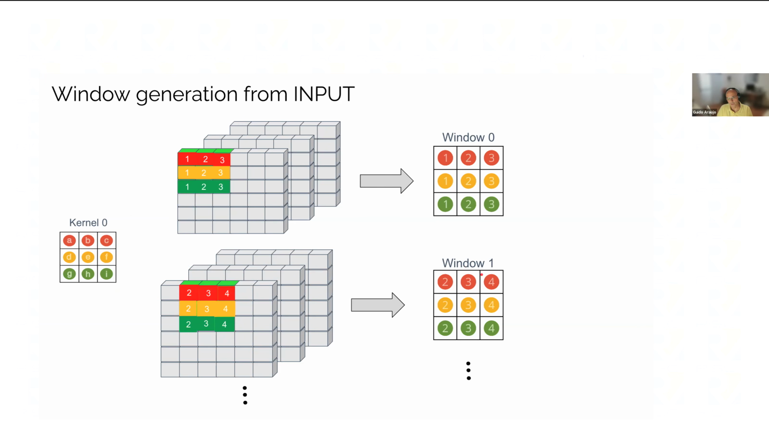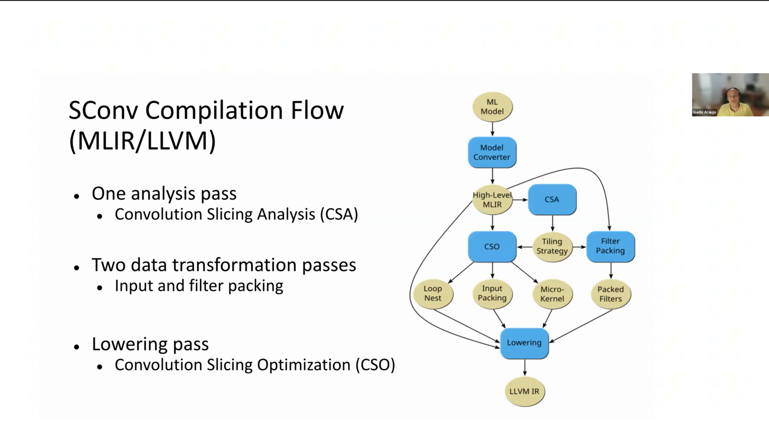And this results in a new window, and then you generate all the windows for that specific kernel 0, and then you move to the next channel. And after you finish all the channels for that specific kernel, you get another kernel, and then you continue for the next kernel. So this is a very basic operation that's well known. But how do you do this?